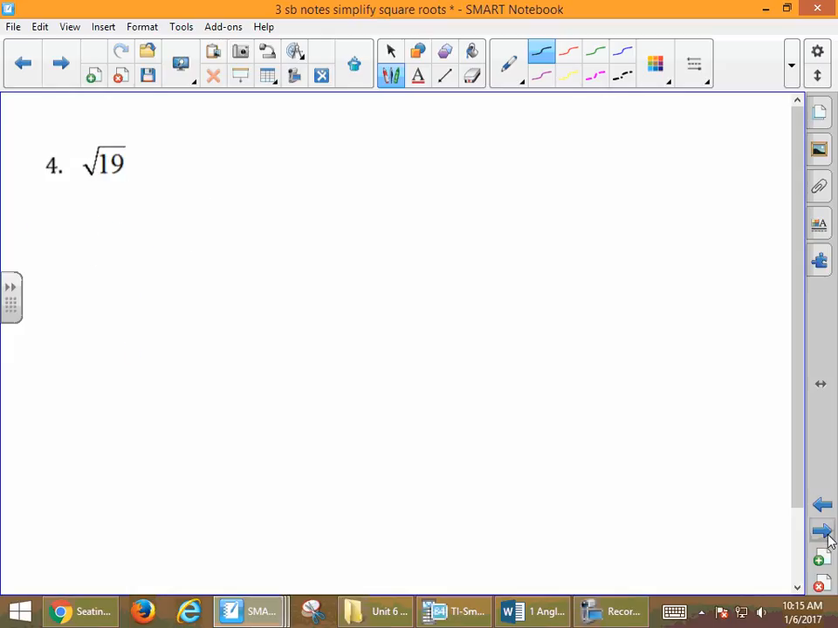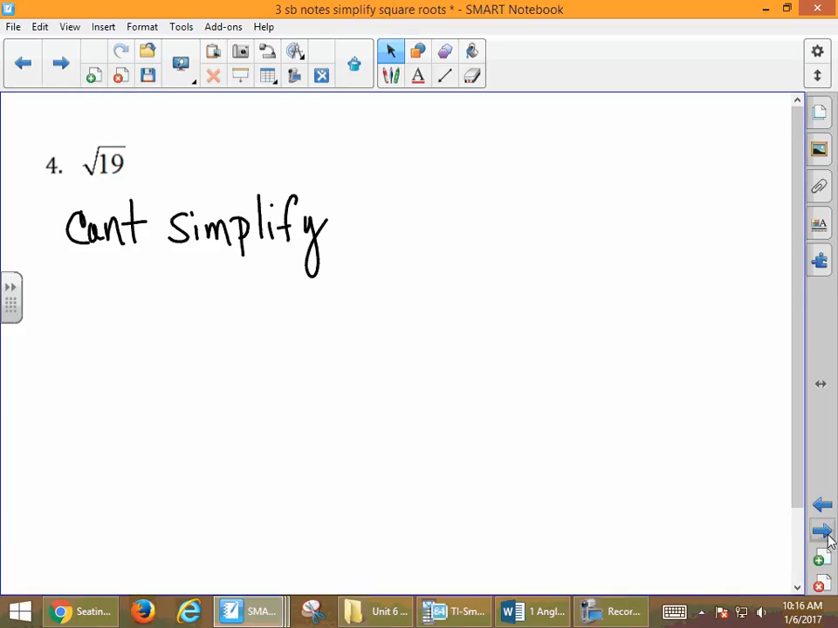Problem number 4, square root of 19. Well, 81 is a perfect square, but 19, Matthew. There's nothing we can do. So I just wrote, can't simplify. 19 is prime. The only factors of 19 are 1 and 19. We don't have two of the same value to take out 1. So we kind of like those. Those don't take very much time.